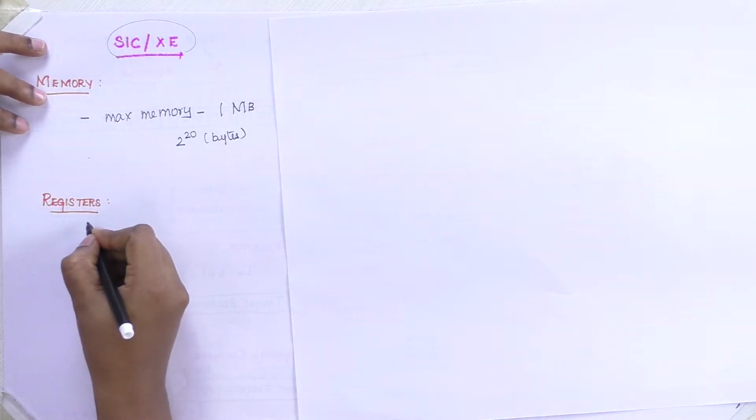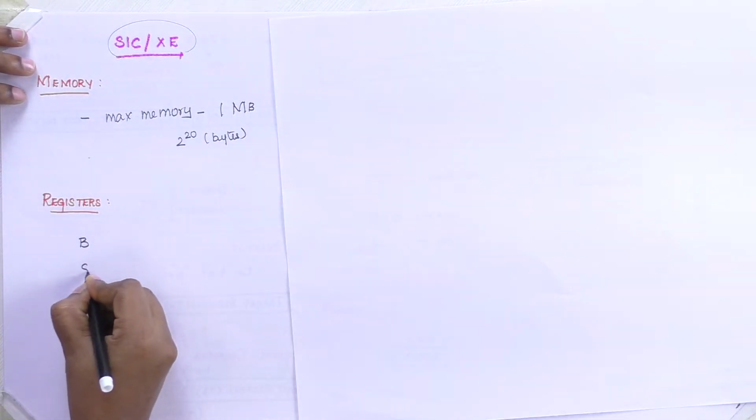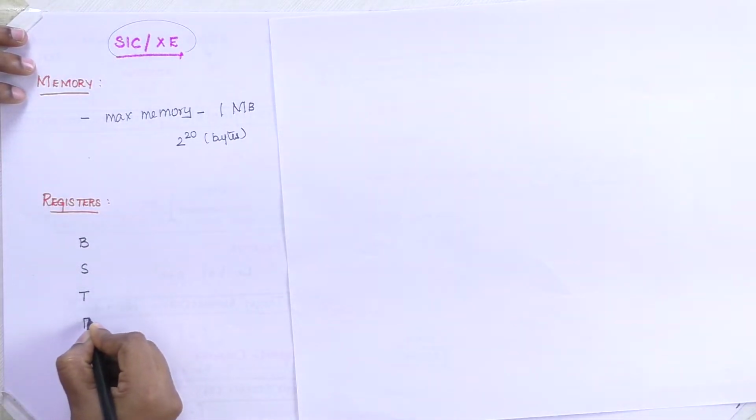The next hardware feature is registers. In SIC we have seen 5 registers: accumulator register A, index register X, linkage register L, program counter register PC and status word register SW. Along with these 5 registers, in SIC XC we have 4 more registers: B, S, T and F.